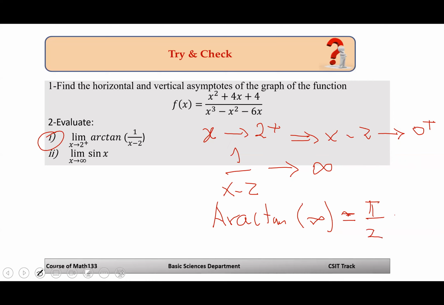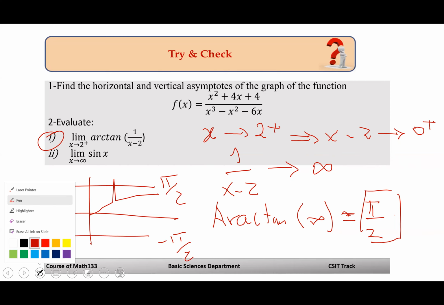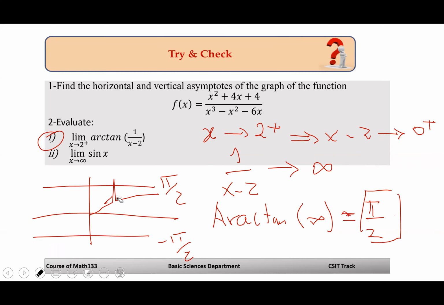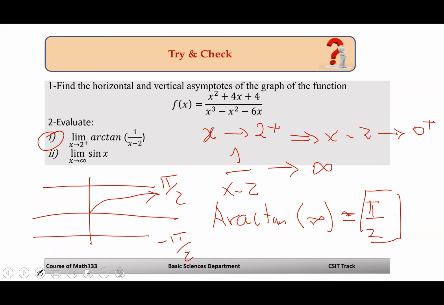So the limit is equal to pi over 2 because, if you remember, the graph of arctan is something like that. This is pi over 2, and this is minus pi over 2, and the graph is doing something like so. So the limit at plus infinity is pi over 2, and at minus infinity is minus pi over 2. Since we have arctan of something going to plus infinity, the limit is pi over 2.